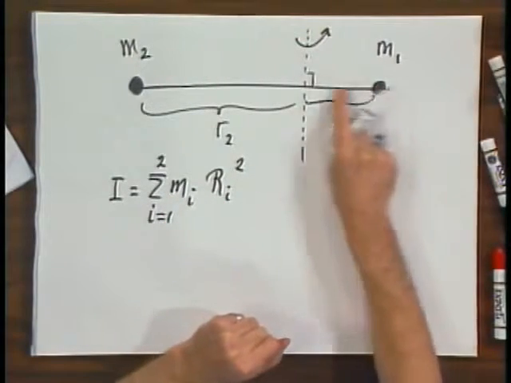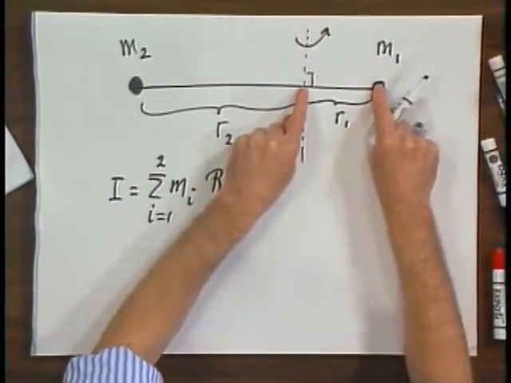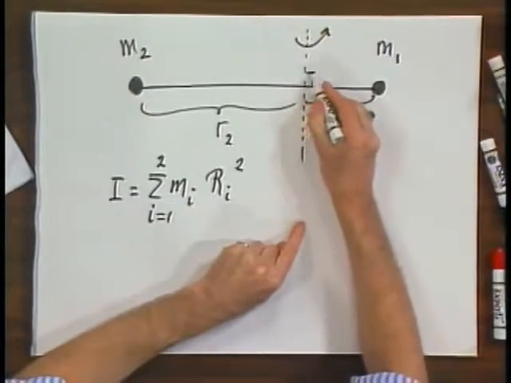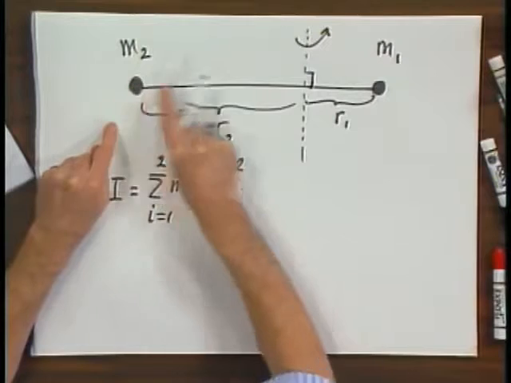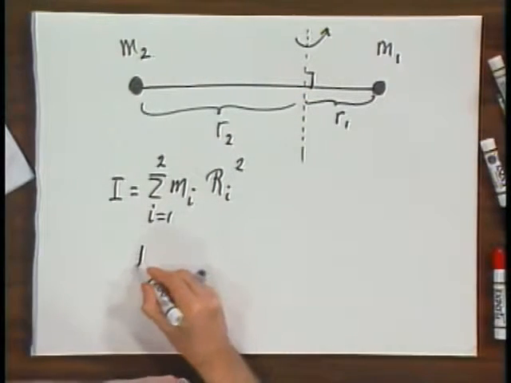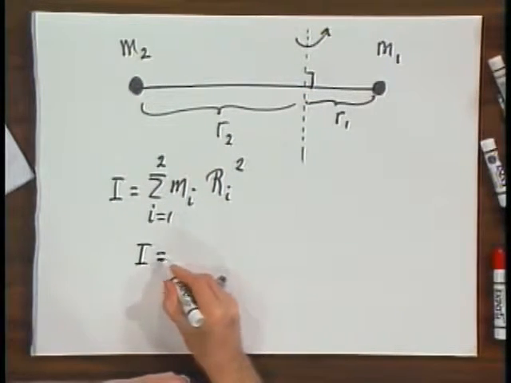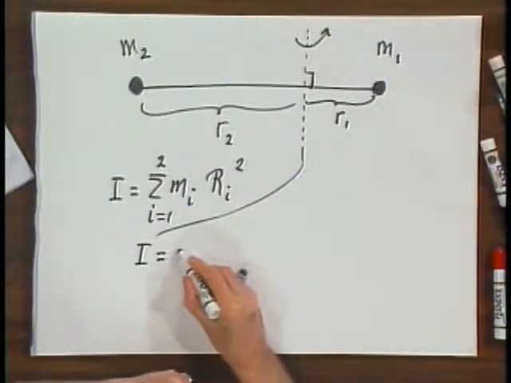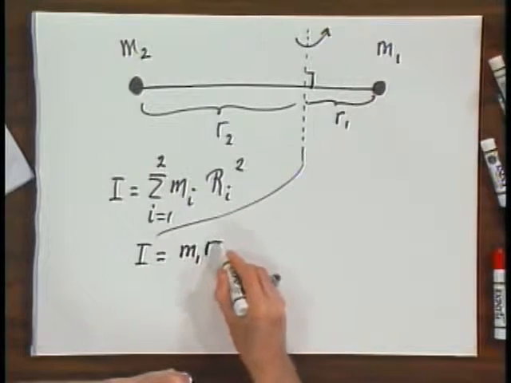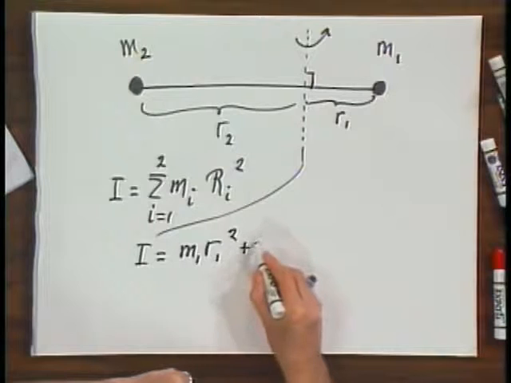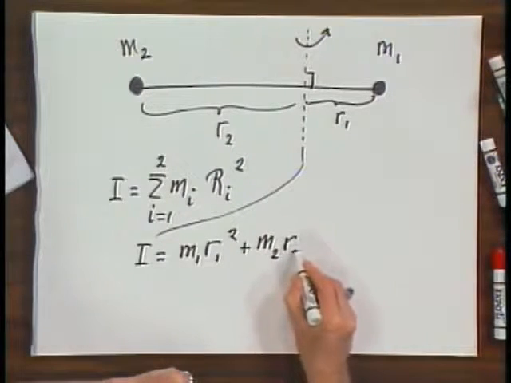So that's relatively easy here. This is the distance from this mass to this axis, because it's already 90 degrees, and this is the distance from this mass to the axis. So in this particular case, we find that I, about this axis, equals m1 times r1 squared plus m2 times r2 squared.